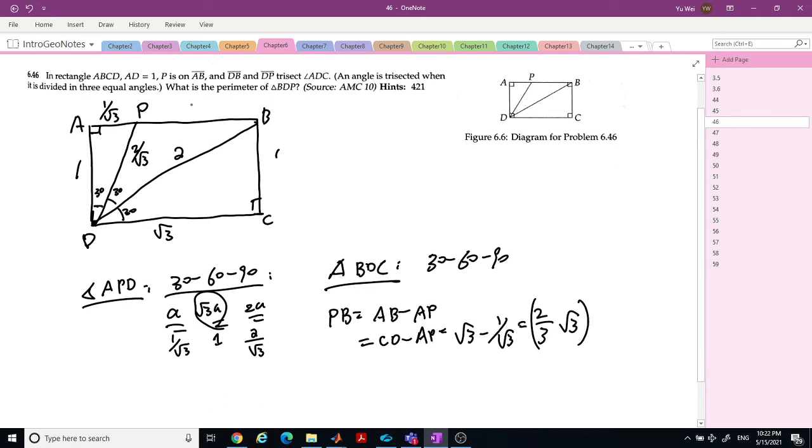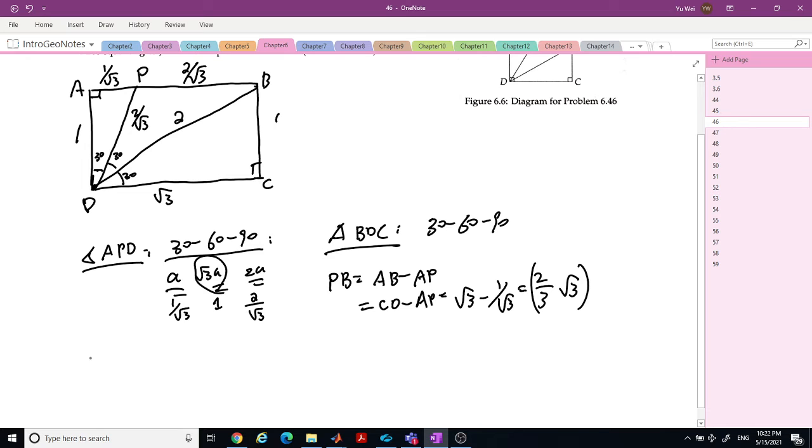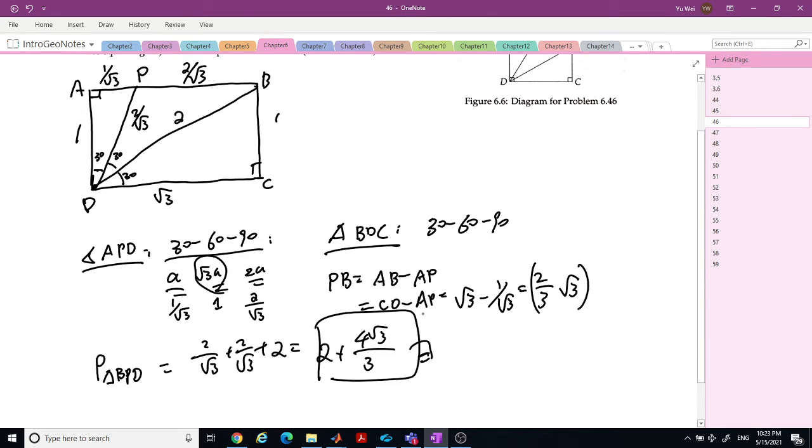So now you can see the perimeter of triangle BPD is equal to 2 root 3 plus 2, which is 2 plus 4 root 3. Okay, next.